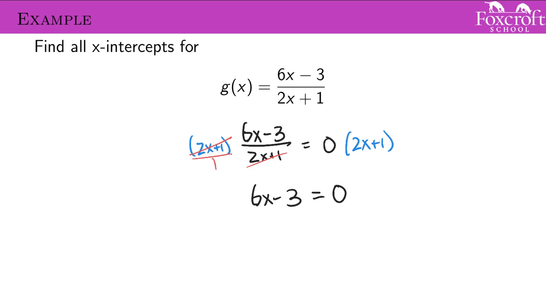But now I can add 3 to both sides, and then divide by 6. And remember to simplify your fractions if you can. 3 over 6 is the same as 1 over 2. So the x-intercept for this thing, it's called a rational function, which we'll talk about again later, is 1/2. So that's where that graph is going to cross the x-axis.